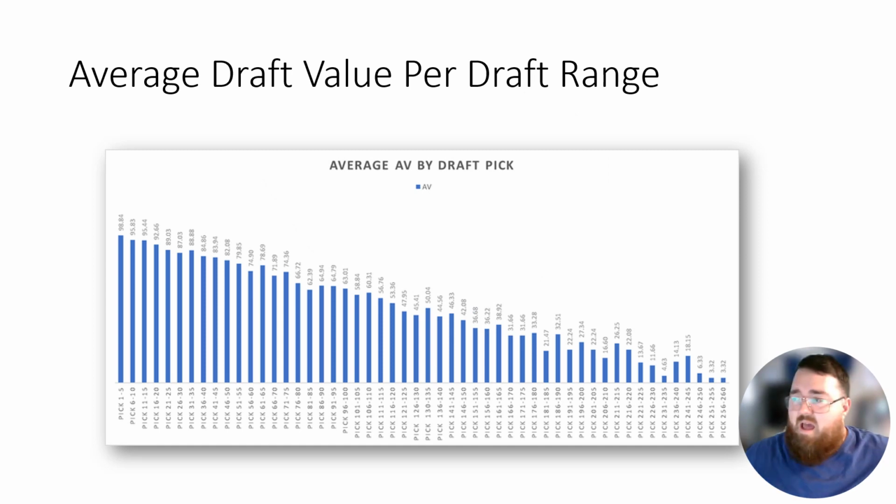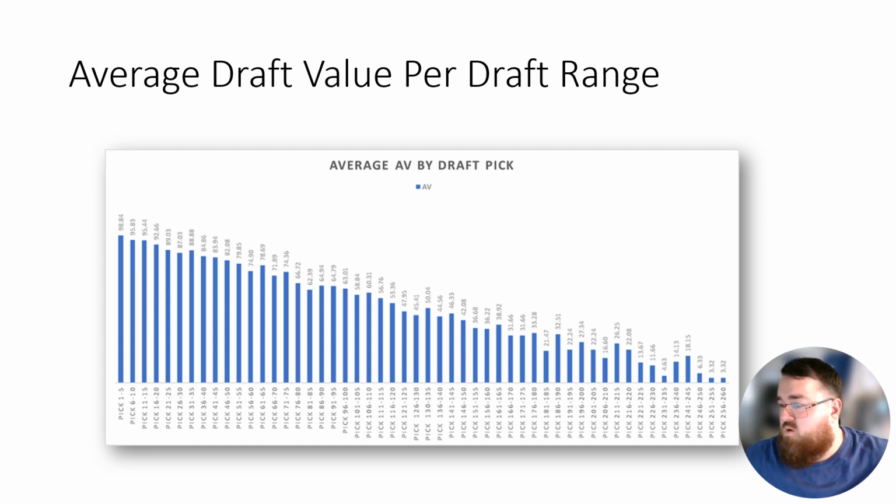And of course, average draft value per draft range. This is up here because it can show you a quick and dirty look at what is expected out of a prospect. So typically, when you take a player between picks 1 through 5, you're going to get a player with a 98.84 out of 100 approximate value score. That's like an All-Pro, Pro Bowl prospect.